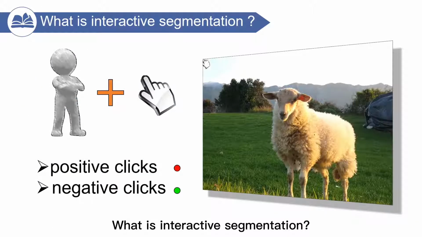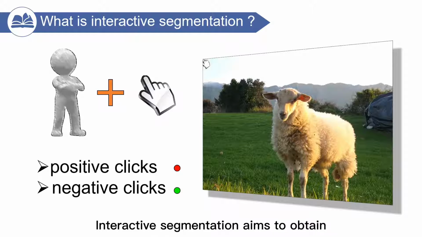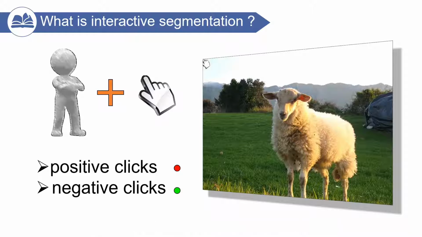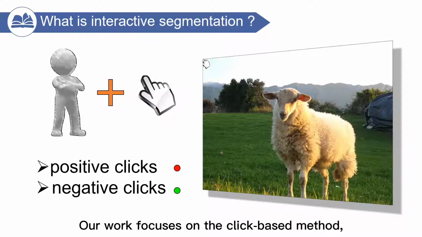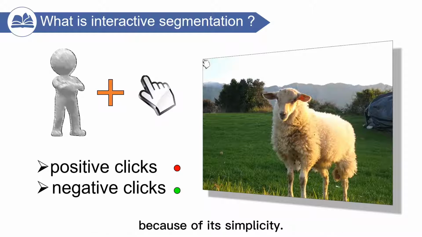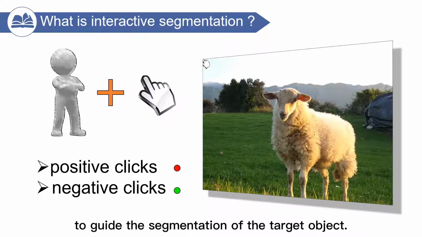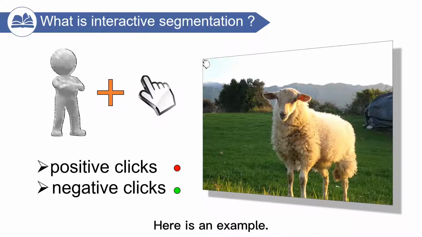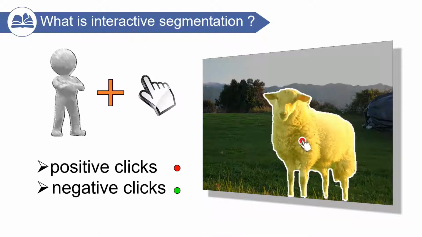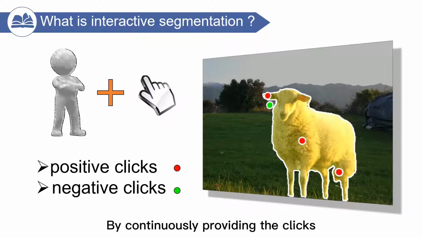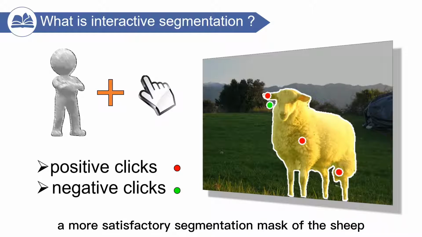What is interactive segmentation? Interactive segmentation aims to obtain an accurate binary mask of the target object with the least interaction cost. Our work focuses on the click-based method, which is also the mainstream for this task because of its simplicity. For this interaction, users provide positive clicks on the foreground and negative clicks on the background to guide the segmentation of the target object. Here is an example. By continuously providing clicks on mislabeled regions, a more satisfactory segmentation mask of the sheep can be obtained.